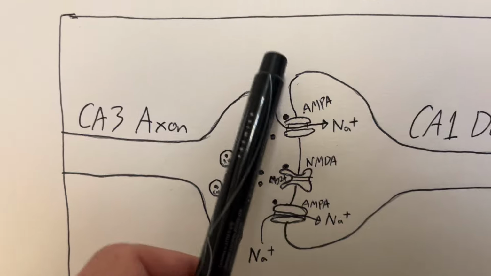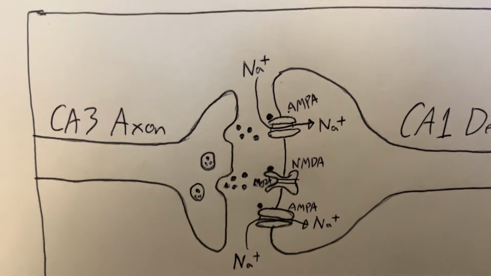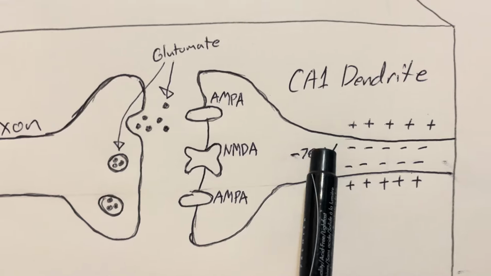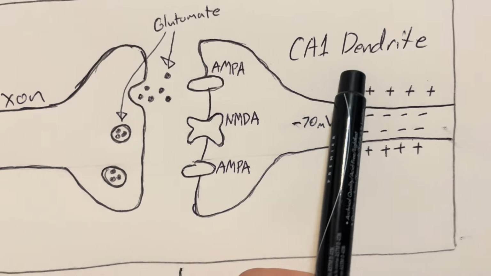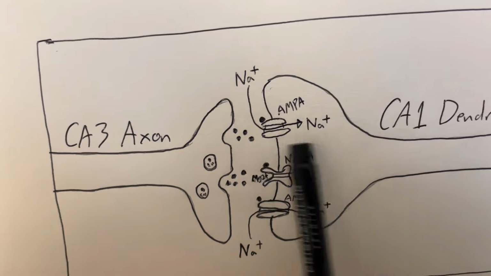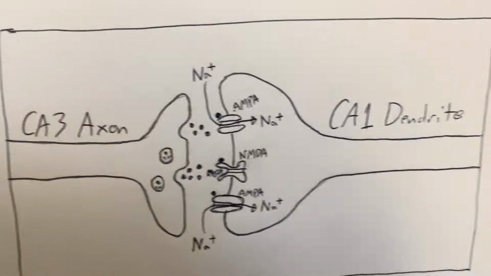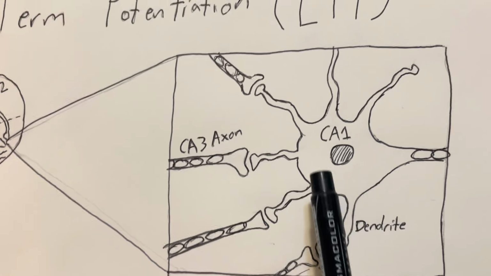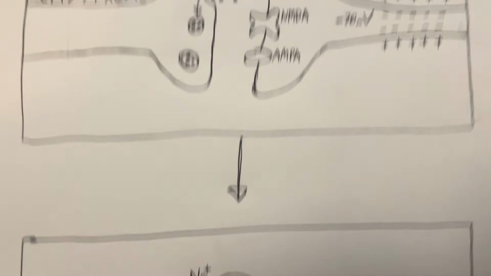The effect of these sodium, or positively charged sodium ions, is depolarization. There's a resting negative potential across the membrane. Here the inside is relatively negative compared to the outside. And when sodium enters, that depolarizes it, and if the depolarization reaches a certain threshold, that sends an action potential down the CA1 axon to be passed on.